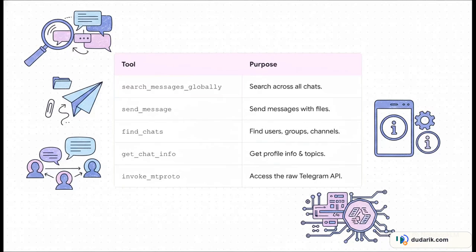And hey, that's just one of the tools. The AI also gets the power to search globally across all of your chats at once. It can send messages with files and formatting. It can find users and channels or get detailed profile info. And for the real power users out there, it gives you direct access to the raw Telegram API. This is what we mean by total control.